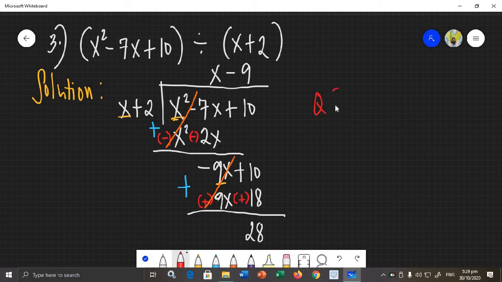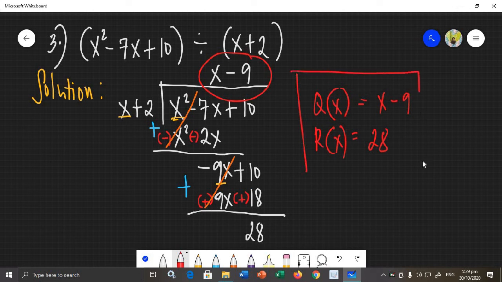So let's list our answer. Our quotient is x minus 9 and our remainder is 28. So therefore, these will be your answers. And that is how you divide polynomials using the division algorithm.